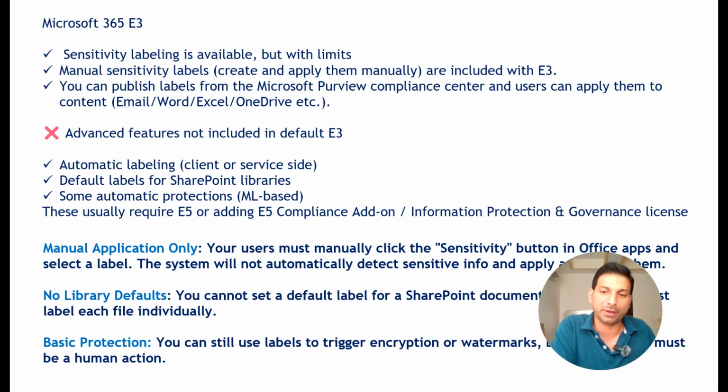But in the case of E5, you have an option to create and publish labels, and at the same time automatic labeling is also done from the Microsoft side. Advanced features are not included in default E3: automatic labeling, client and server side, and default labels for SharePoint libraries. Some automatic protection, like machine learning based automatic protection, is also not included in the E3 license.